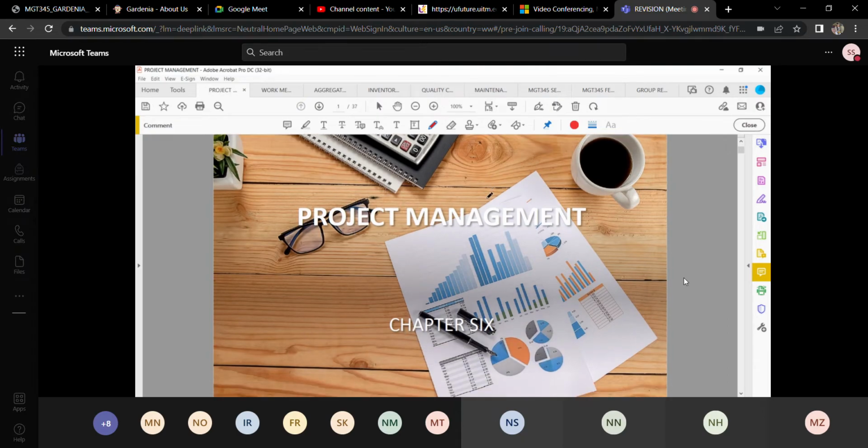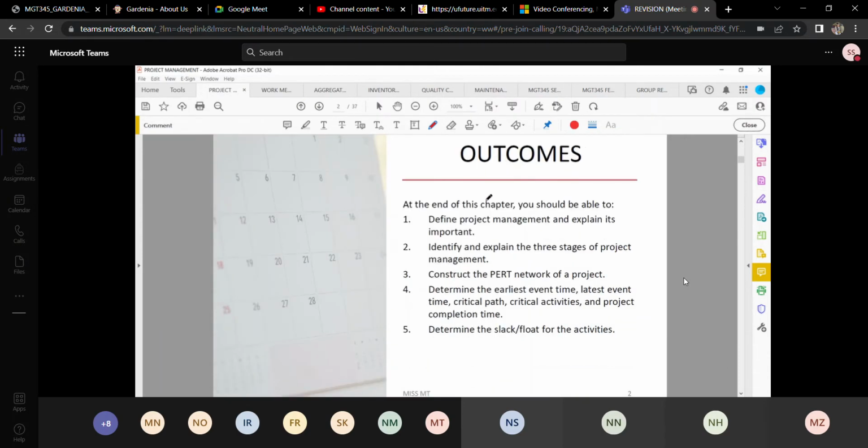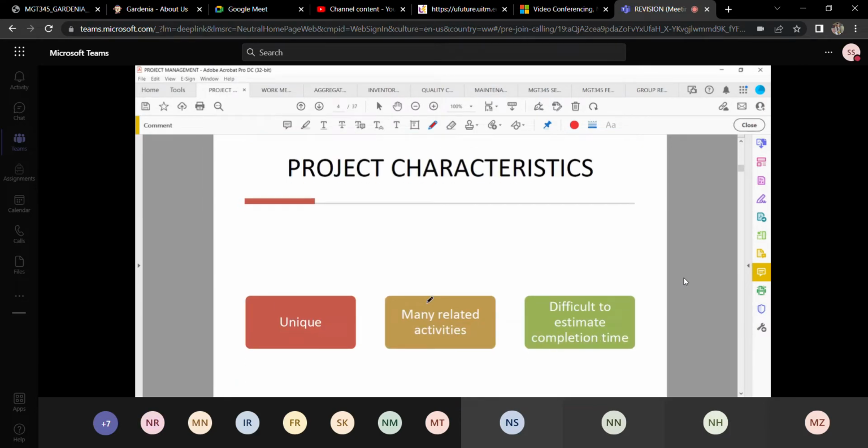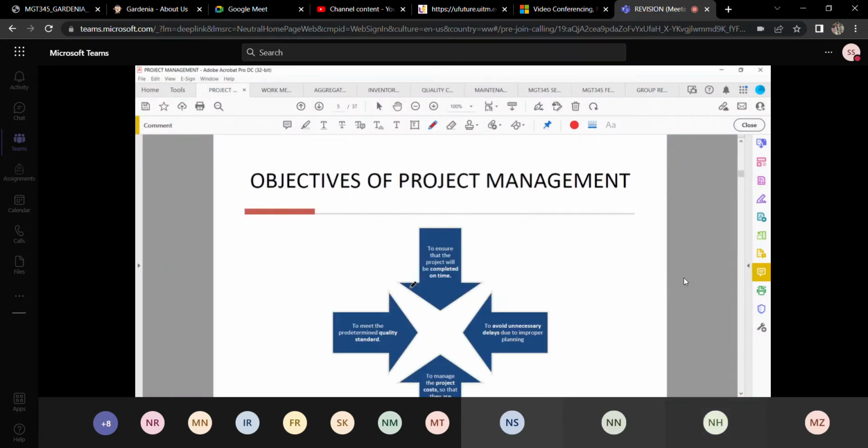Assessment. Chapter 6, okay, definition of project management. The project, you should know what is the difference. Okay, the characteristics of the project itself, which is unique, has many related activities, and is also difficult to estimate the completion time. The characteristics you should know one by one. The objectives of project management.